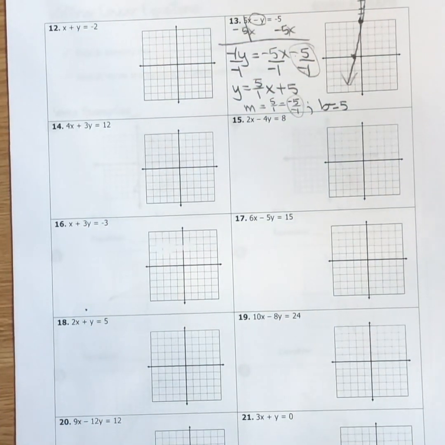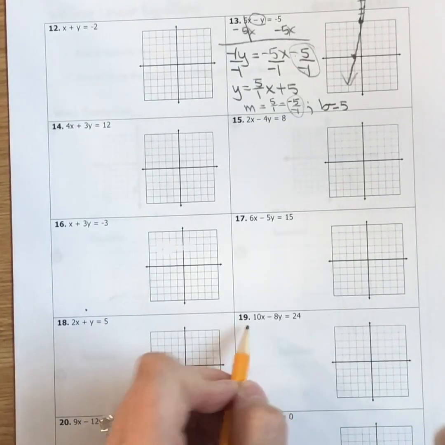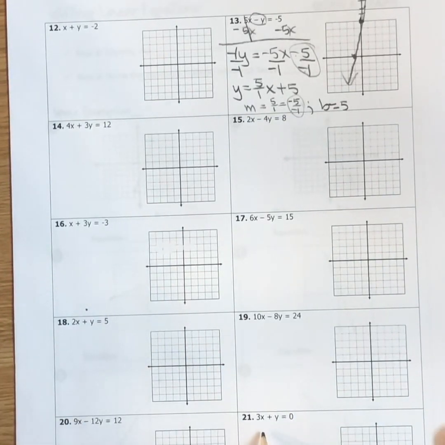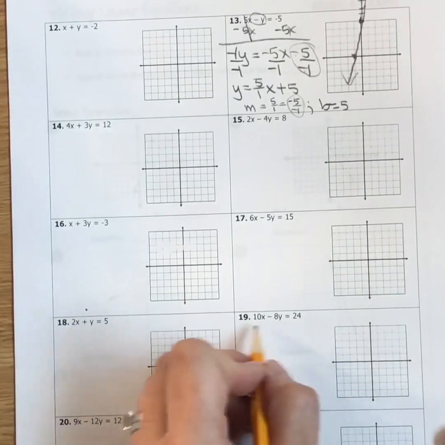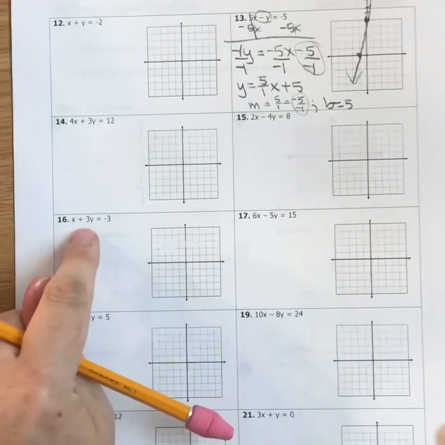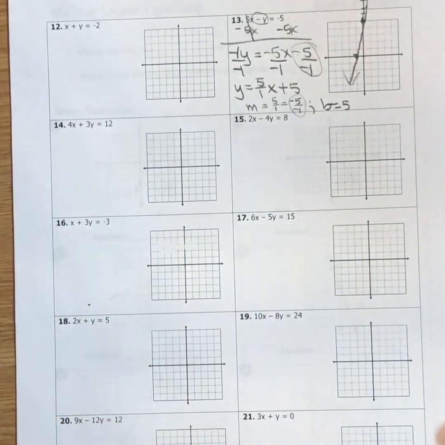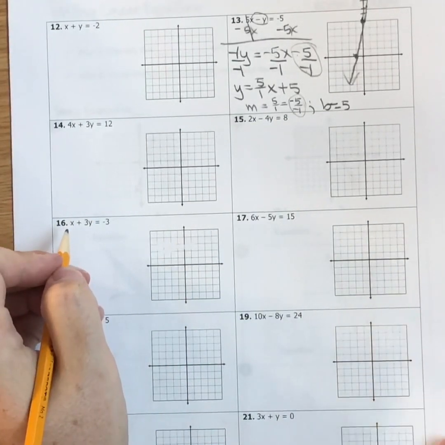Okay. Now, the other one I wanted to look at was number 19 and then also number 21. So with number 19, oh wait, no, I'm sorry, I want to do 16 and 19 and 21. Okay, a couple things I want to point out.